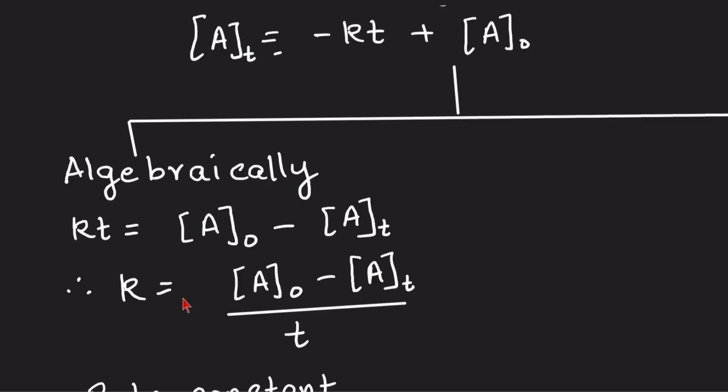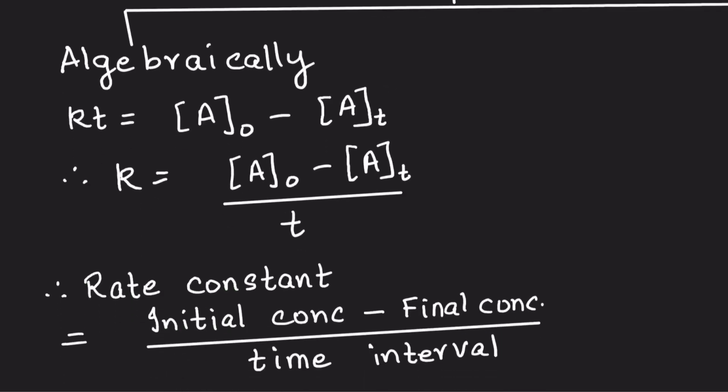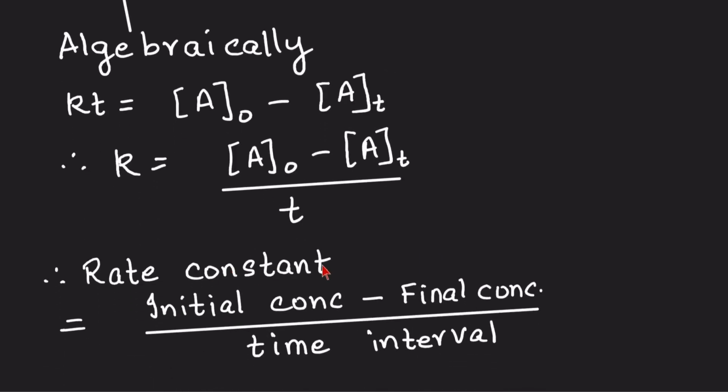Therefore, what is k equal to? A0 minus At divided by t. In other words, your rate constant for a zero order reaction is given by the initial concentration minus the final concentration divided by the time interval. Your rate constant is directly proportional to the concentration over here, right?